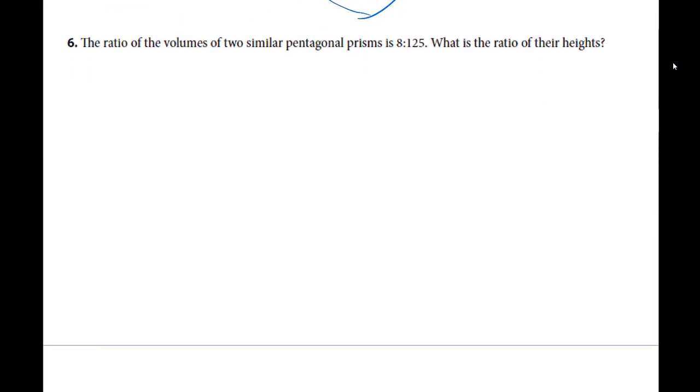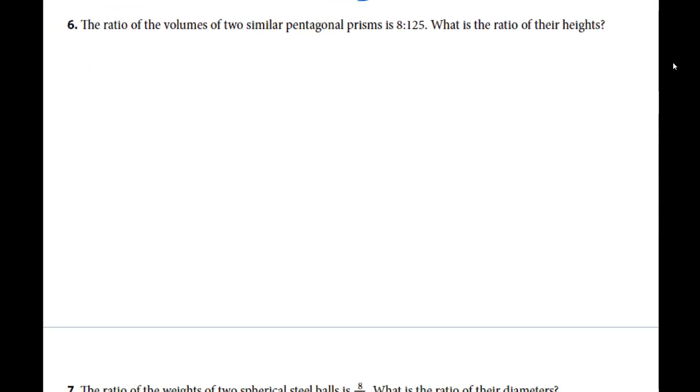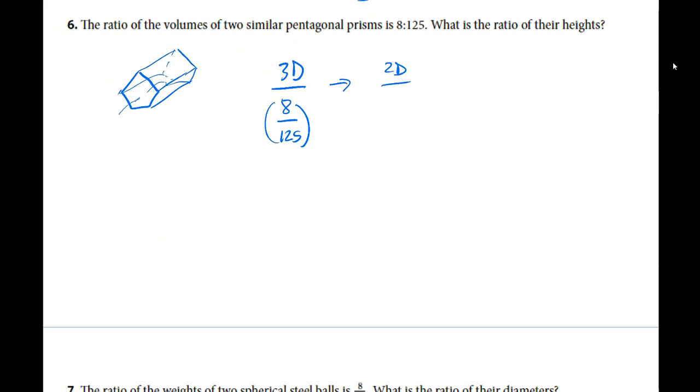Okay, 6 says the ratio of volumes of two similar pentagonal prisms. So a pentagonal prism, right, is a pentagon and then dragged through space and time into the back there. Okay, so we've got the ratio of the 3D volumes is 125 to 8. I don't know why I put the 125 on top. Let's put the 8 on top. So that's the way they gave it to us. And then we want to know maybe the 2D. We also maybe want to know the 1D.